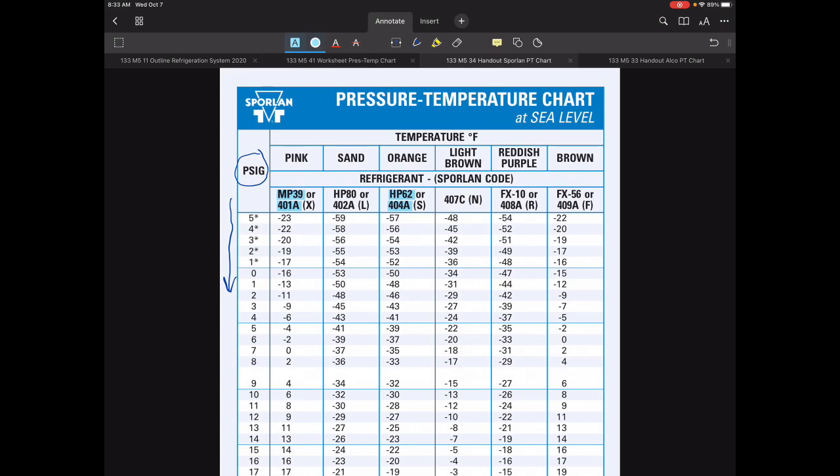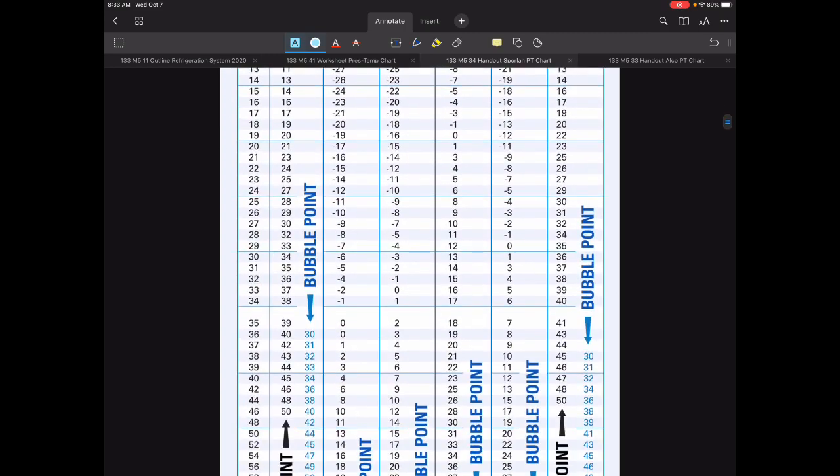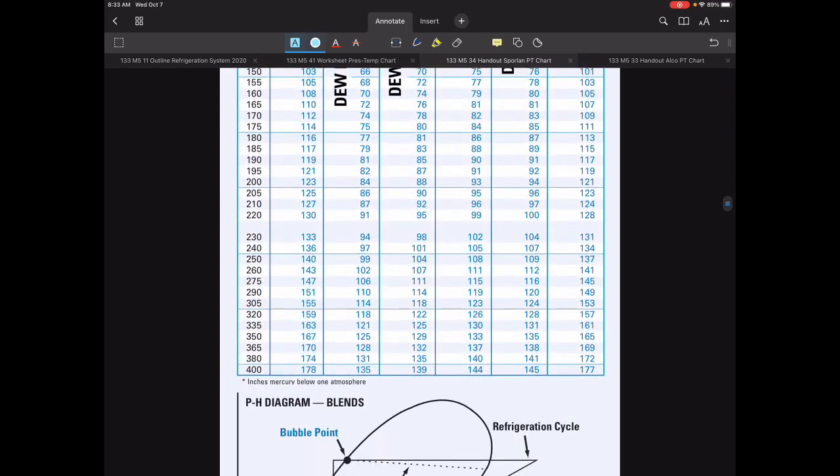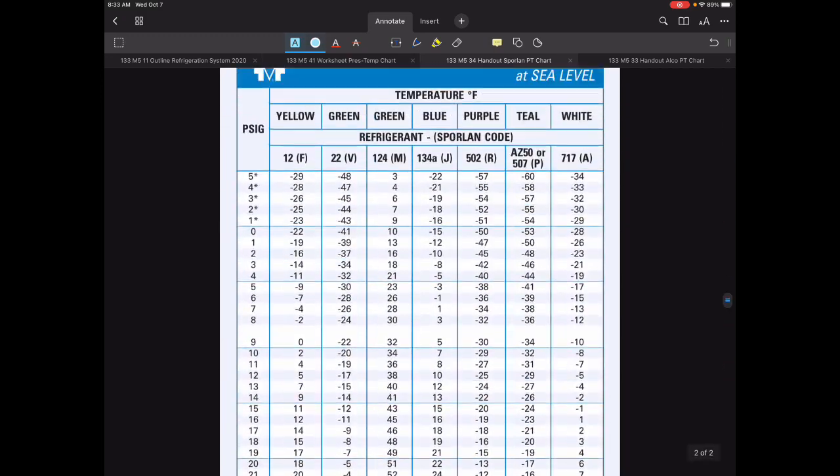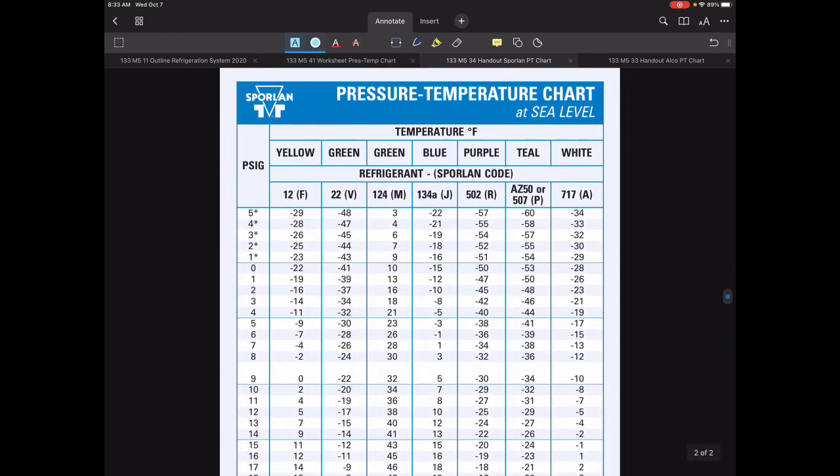The one that we were looking for in this module happened to be R507. So what I need to do is find out what R507 happens to be, and it's none of those at the top. The one that we show here is actually AZ50, which is also R507. Again, every number on the left side is going to be in pressure.